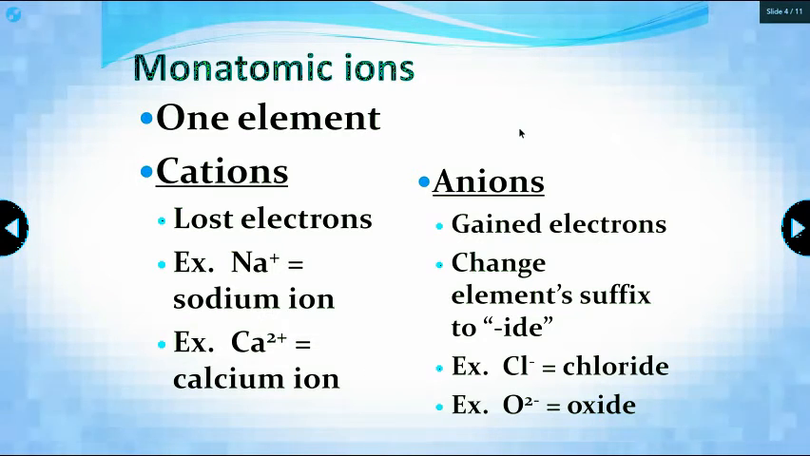For anions, those are ones that have gained electrons, so those are negatively charged. What we do to identify anions is we change the element's name, that suffix part, to IDE. So these are things you're fairly familiar with. Chlorine becomes chloride, oxygen becomes oxide. And so that's how we would change it in the name. We don't call it a chlorine ion or an oxygen ion. We call it oxide and chloride.